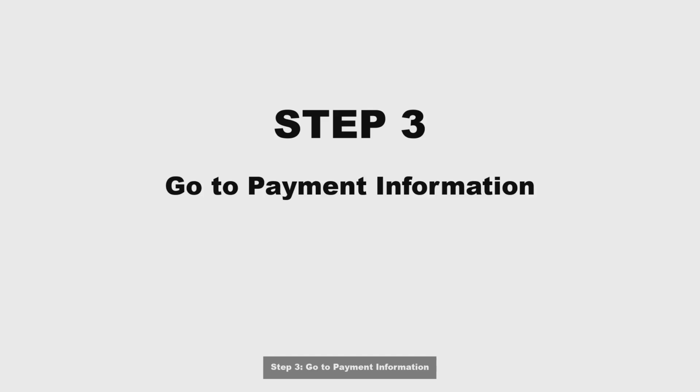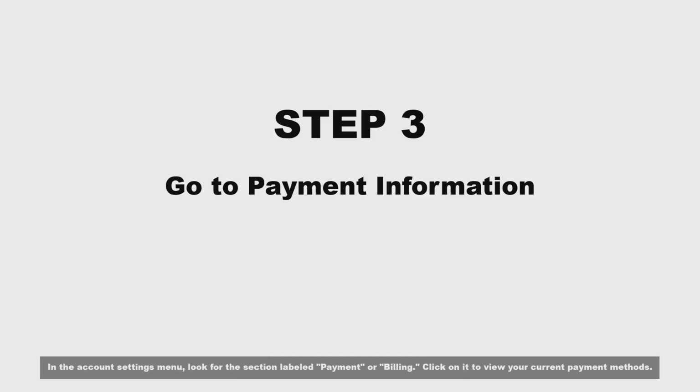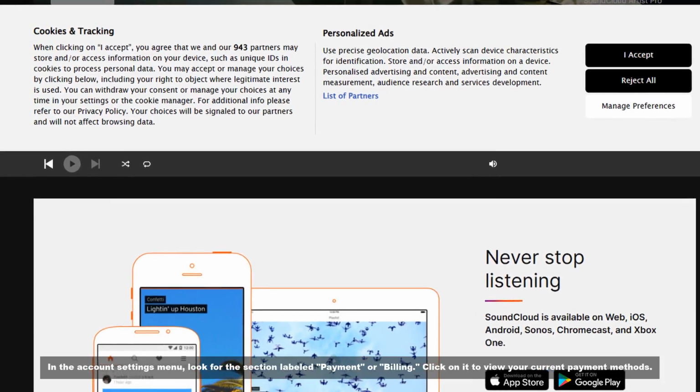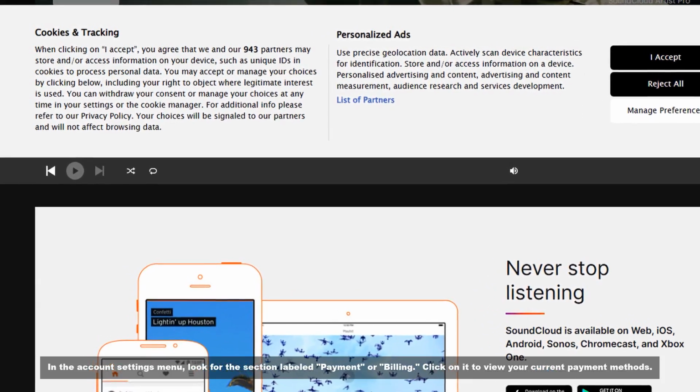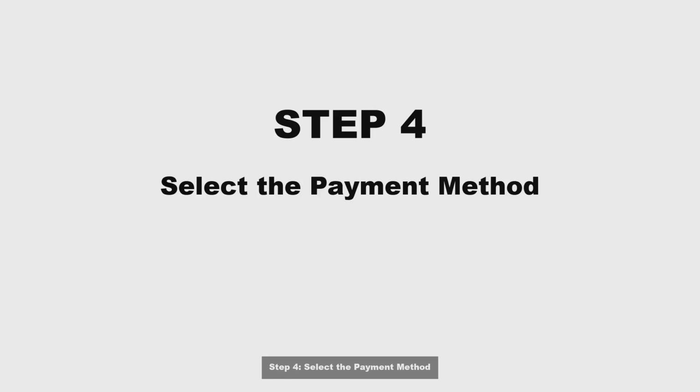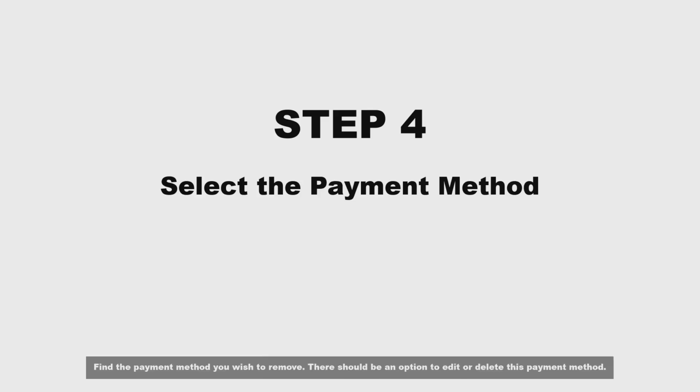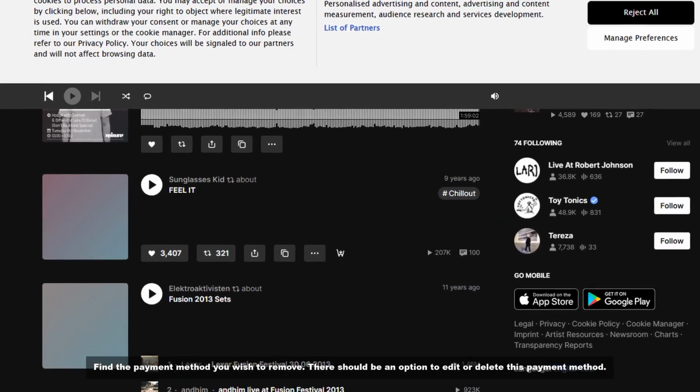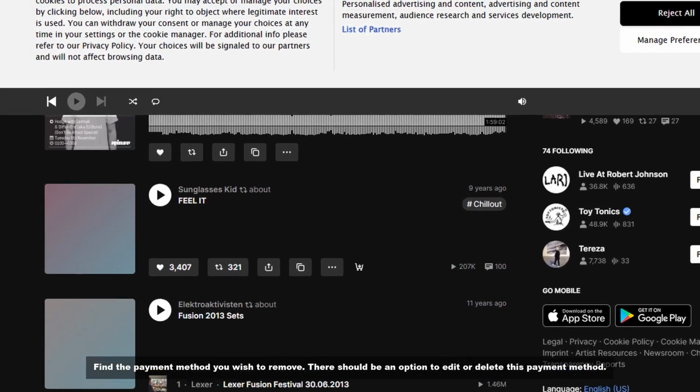Step 3. Go to payment information. In the account settings menu, look for the section labeled payment or billing. Click on it to view your current payment methods. Step 4. Select the payment method. Find the payment method you wish to remove. There should be an option to edit or delete this payment method.